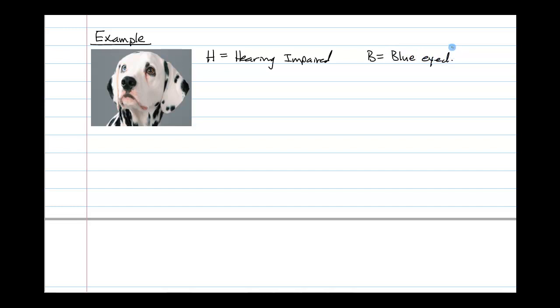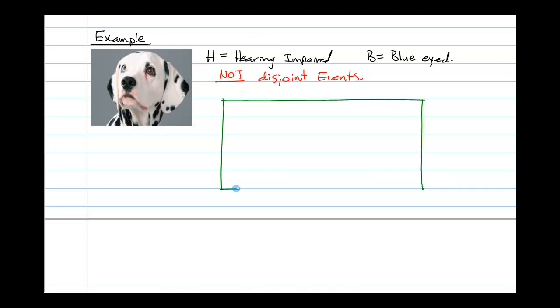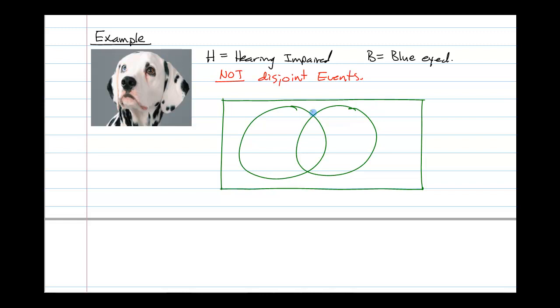Okay, so a couple of different things that we can look at here. First of all, could I have a Dalmatian that is both hearing impaired and blue-eyed? And the answer is yes. So these events are not disjoint. So that helps me right away when we're talking about our Venn diagram. Now usually in a Venn diagram, we just use circles to represent probability, and those circles are not proportional to the probability. So for instance, these are even circles, meaning they're the same size, but that doesn't guarantee that they're even probabilities. So just so you're aware.